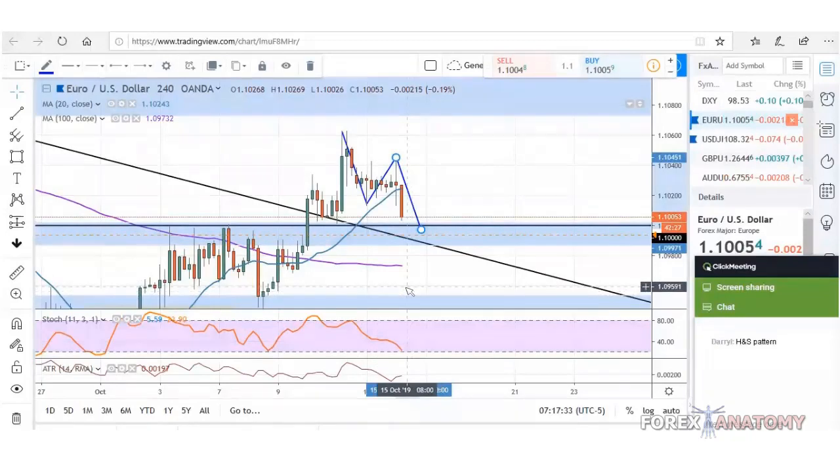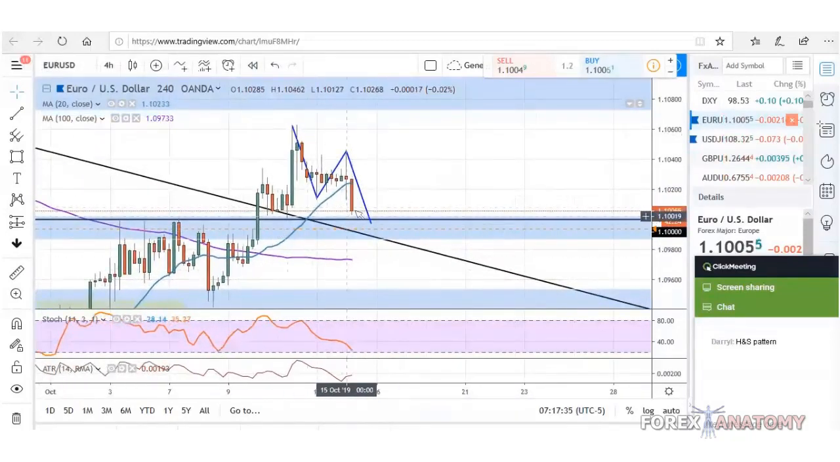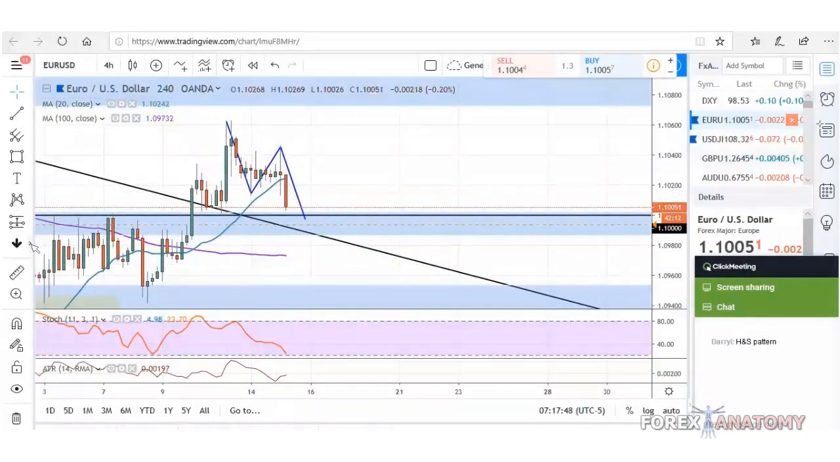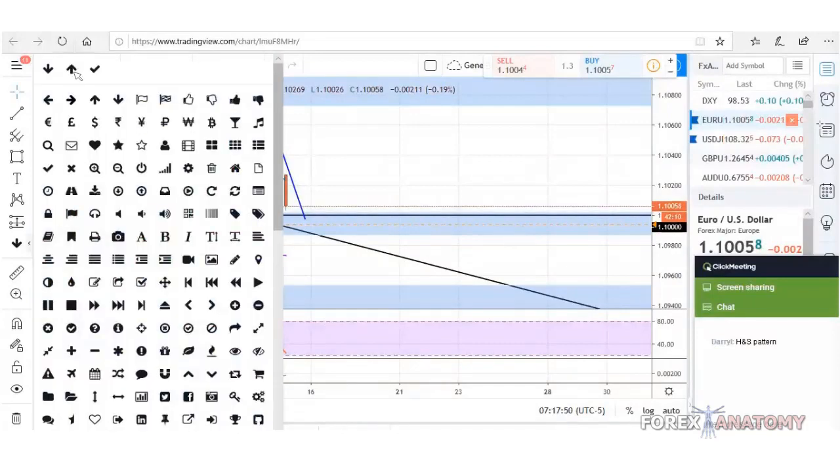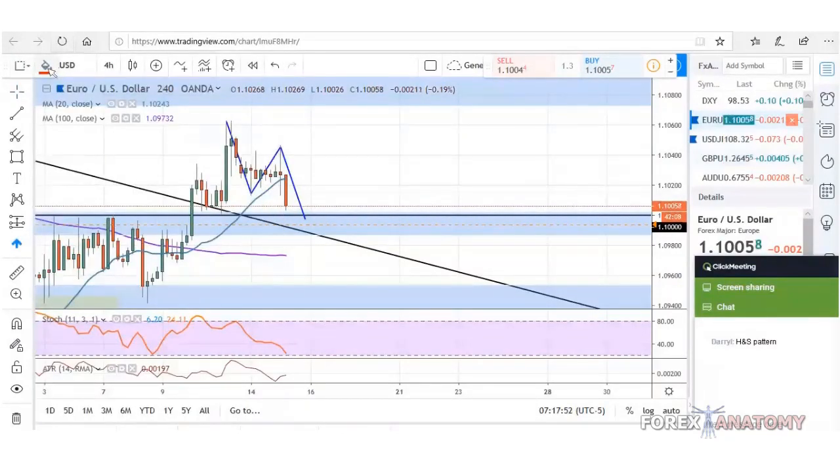It's a possibility. Or we could just see that correction begin right now. I mean, we don't know. But if that is going to take place, then we need to look for the buyers to come in on bullish confirmation. So then here's what I'm going to do, guys. This is what I do, and I know I mentioned this before. I'm going to look for an opportunity to buy in this zone.